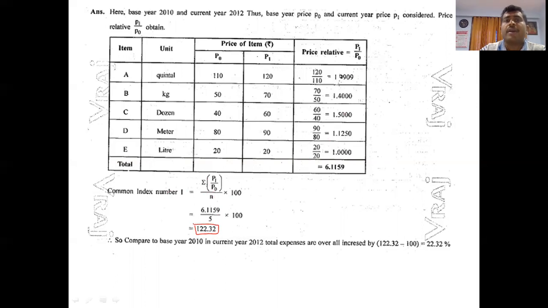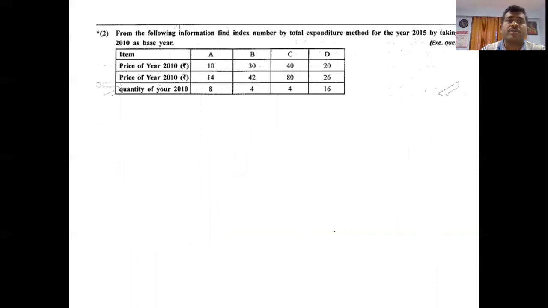122.32. And what is the percentage increase? That answer comes to 22.32 percent. Clear? So what is the question? Common index number. What information is available? P1 and P0. We can use the formula P1 upon P0 into 100, then we have to divide it by the number of items. Or we can use the general index number. Clear? Now friends, we are coming to the next question.